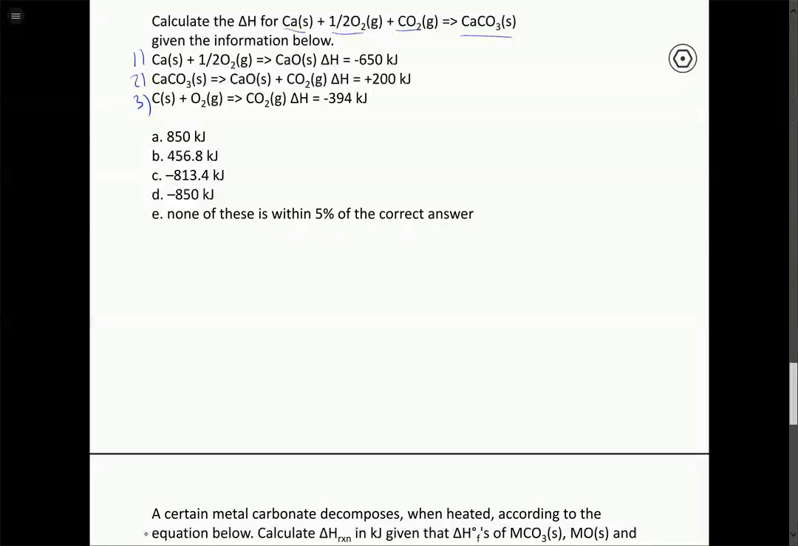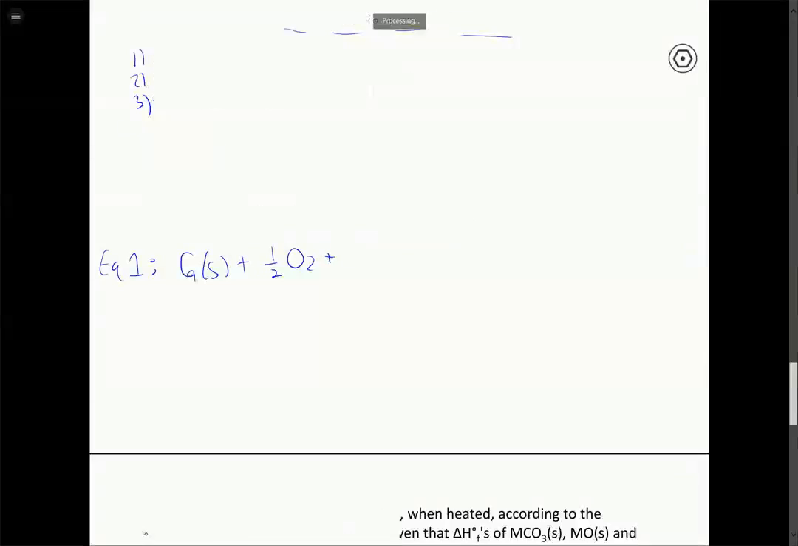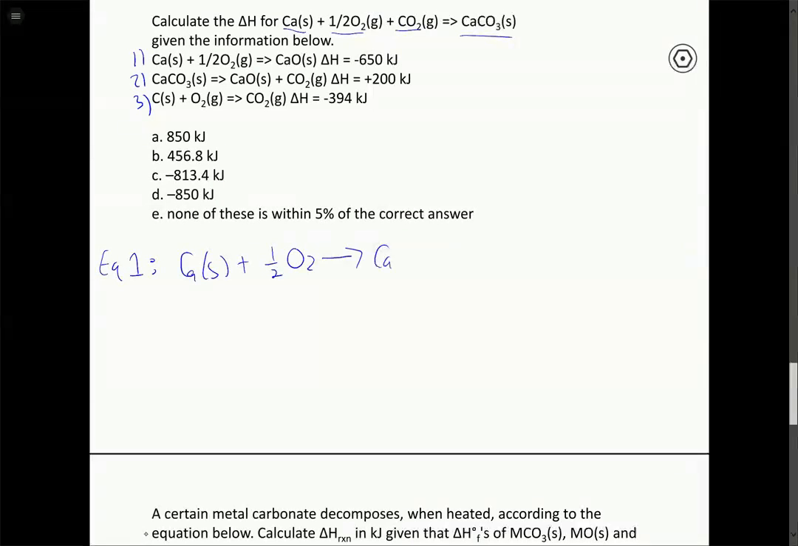So our overall chemical reaction has 1 calcium as a reactant, and if you look at the given reactions here, reaction 1 has 1 calcium as a reactant. So let's go ahead and use that equation 1 as is, no change. We have calcium plus 1/2 O2, those two reactants, and then the product of that first reaction is calcium oxide. Delta H is going to be unmodified, and it's going to be minus 650 kilojoules.